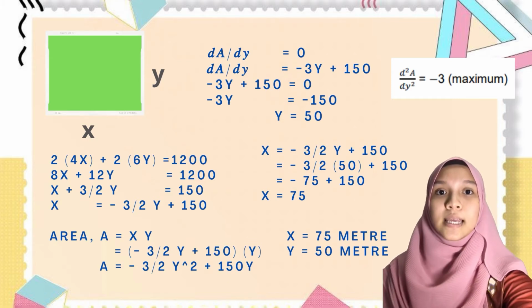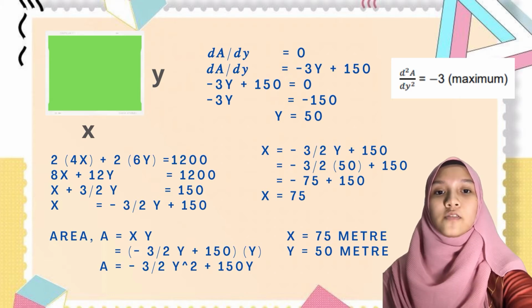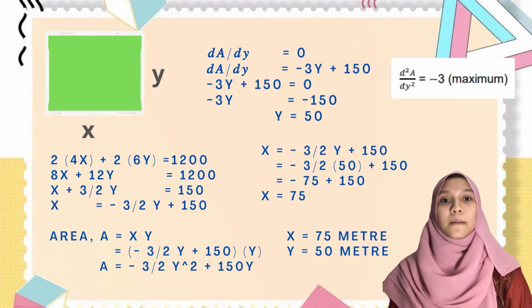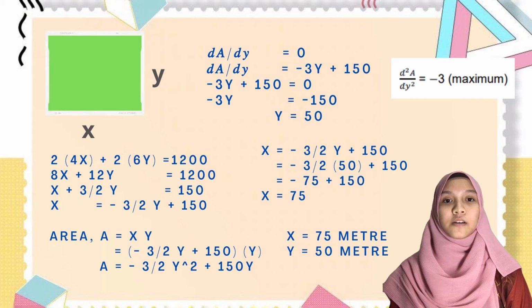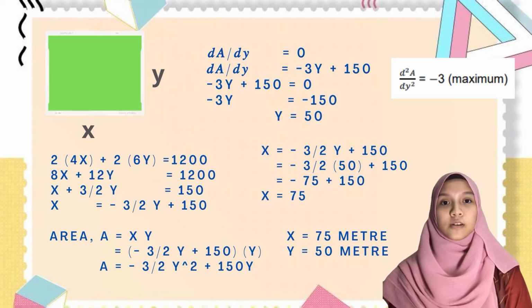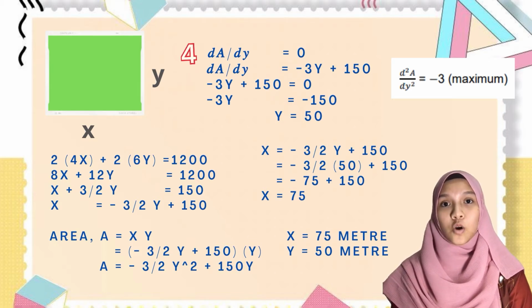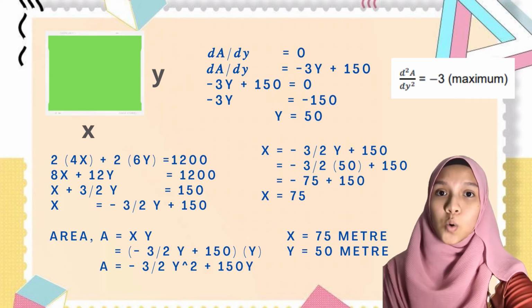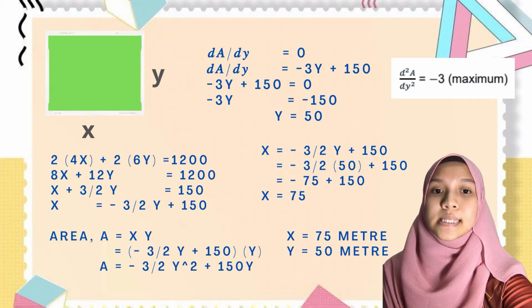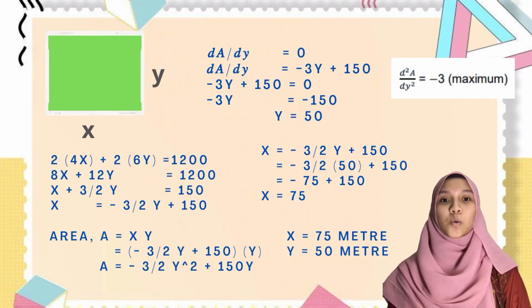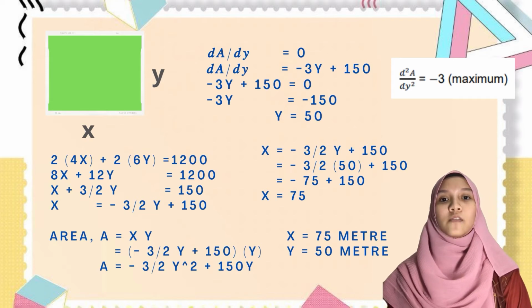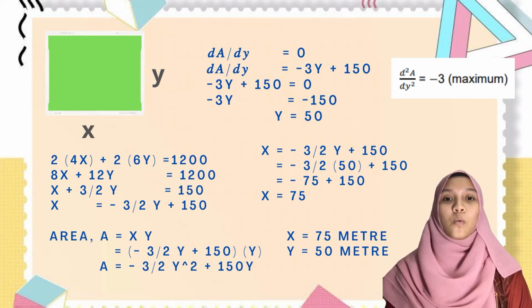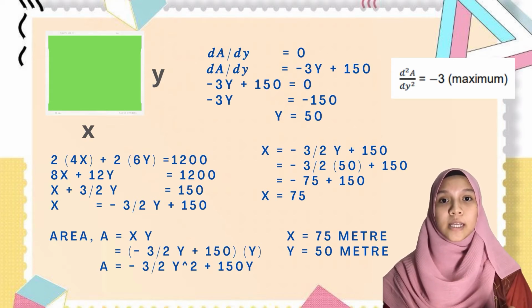Then we get A equal to negative 3 over 2 y squared plus 150y. The fourth step is, find the value of y when dA per dy is equal to 0. dA per dy is negative 3y plus 150. Equate it with 0, then solve it to get the value of y. y is equal to 50.